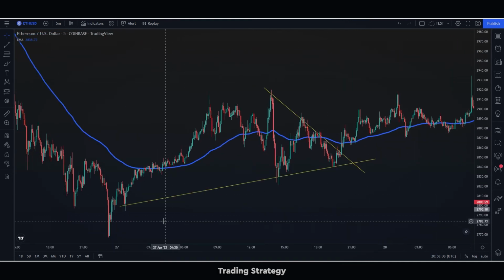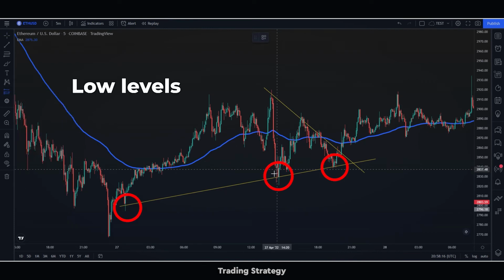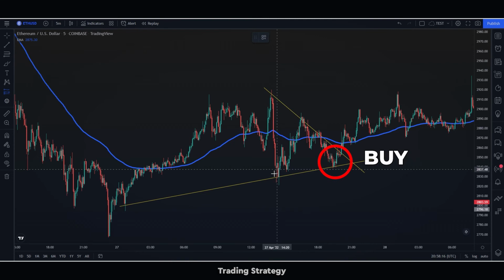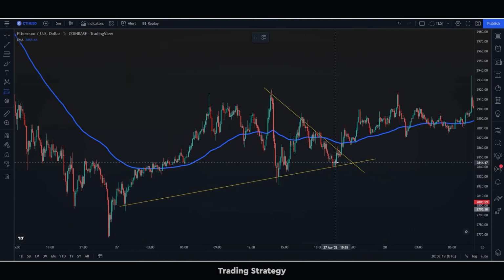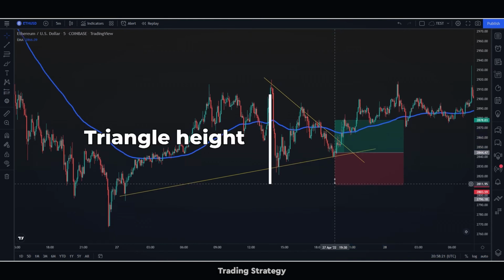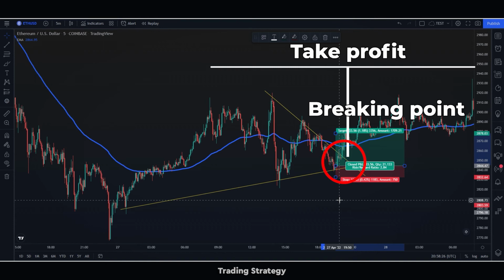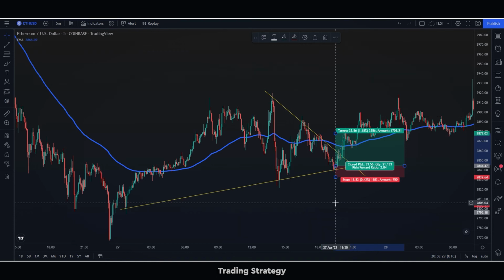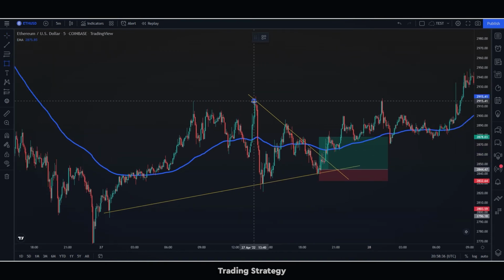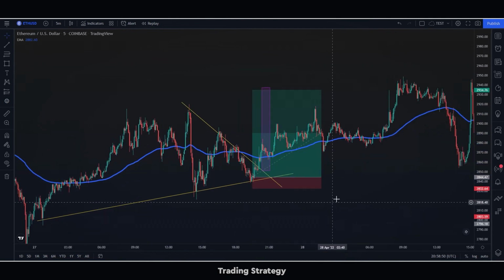Here we have an example of a triangle, which previously had an uptrend. As soon as we identify it, we will buy in the area below to obtain a better price. We will place our stop loss below the last low, and we will place our take profit at the same height of the triangle from the area where the price breaks. And look what happened, the price more than met our take profit target.